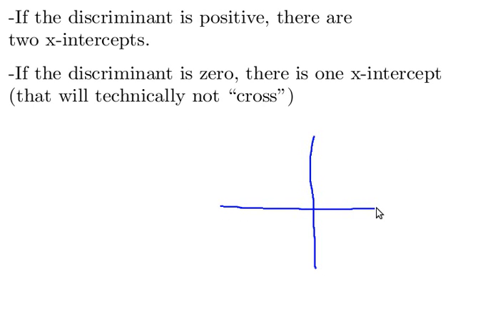What that's saying is that we'll have a parabola where the vertex is going to be on the actual x-axis. It doesn't actually cross because it touches it, then comes back up, but it still is technically considered to be an x-intercept. That's how you get exactly one x-intercept.